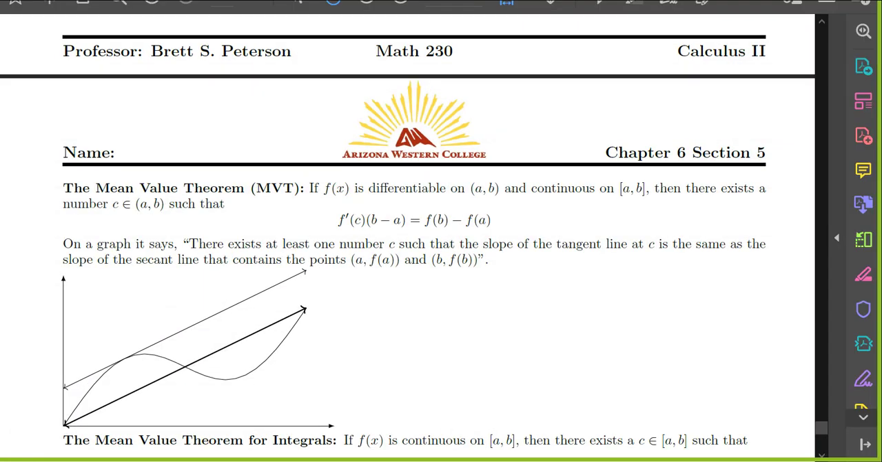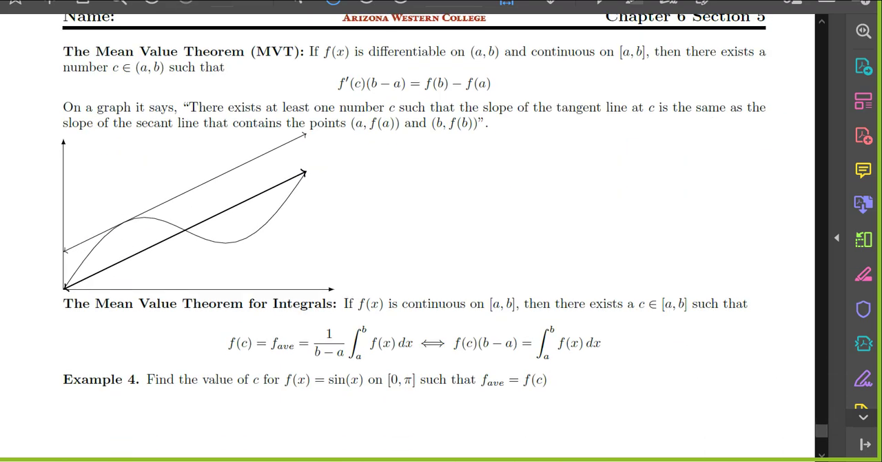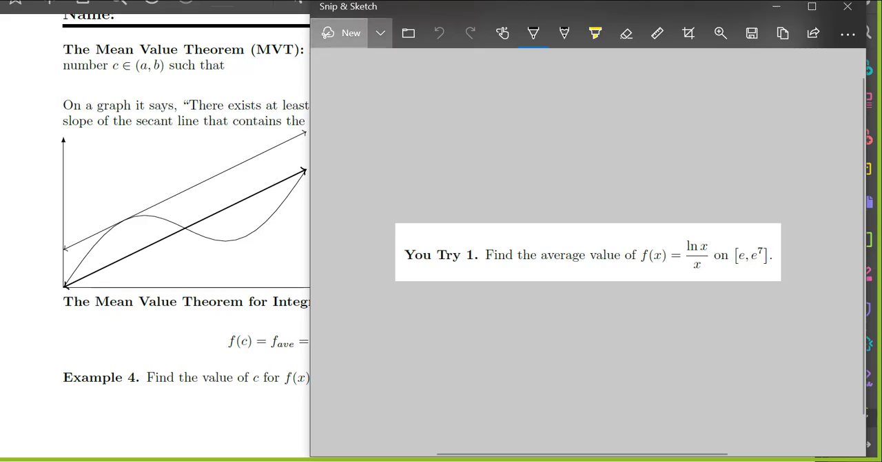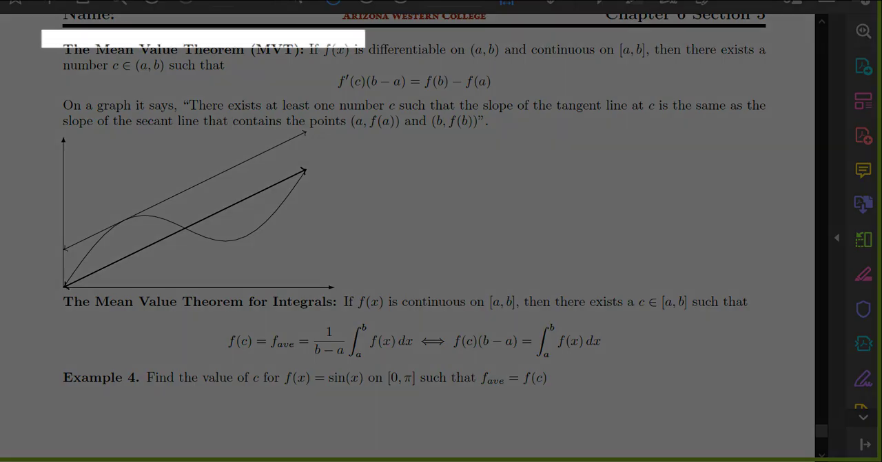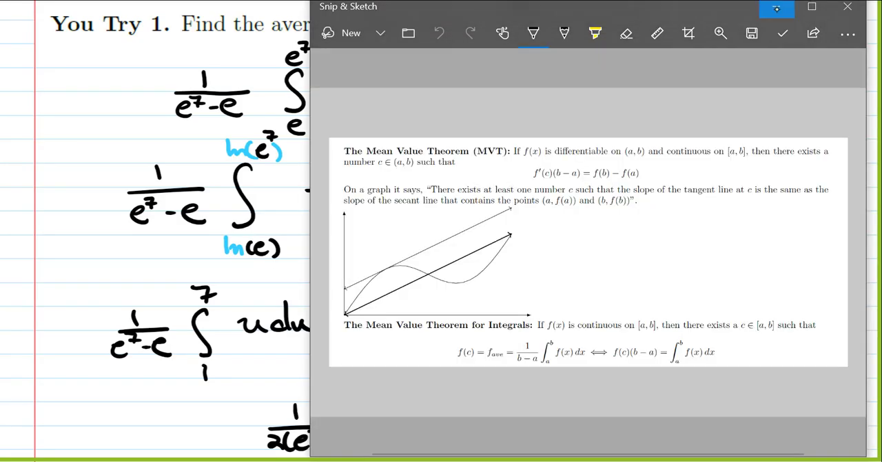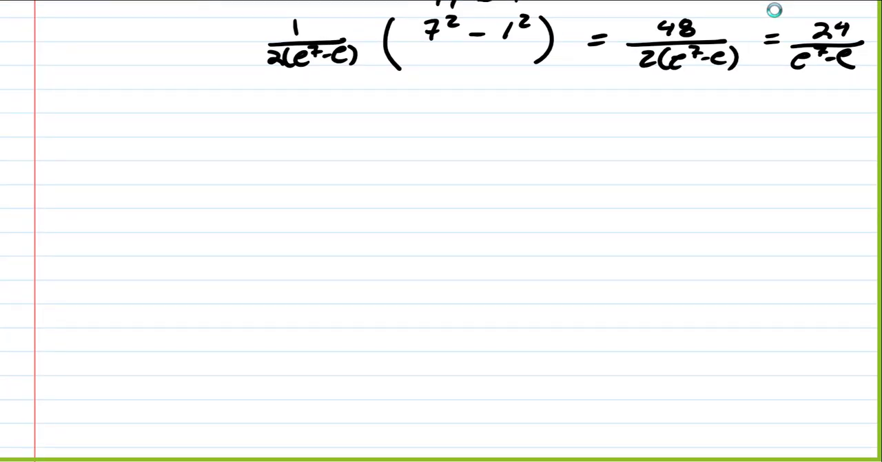All right, so let's take a look at our next example. Well, it's not quite an example yet. So let's talk about the mean value theorem for integrals. But before we talk about the mean value theorem for integrals, let's just talk about the mean value theorem. So the mean value theorem says the following, and this is from last semester.